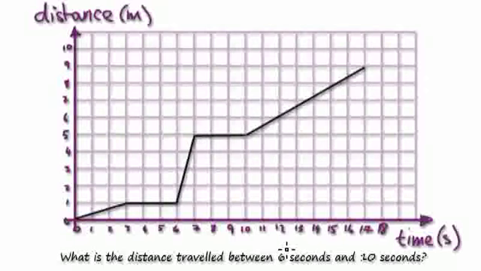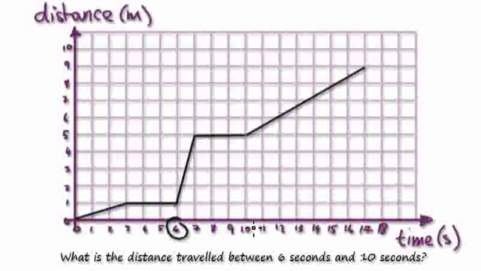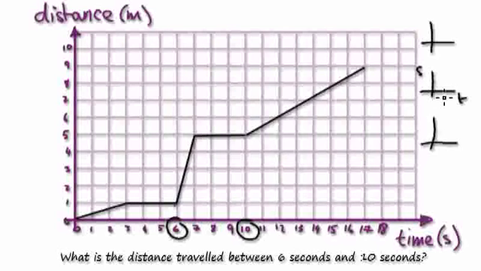Anyway, work out the distance traveled between 6 and 10 seconds. So that's 6 and 10 seconds. Press pause and have a go. Okay, here, if you want to know the distance traveled between 6 and 10 seconds, it's going to be a straight reading. It's not like the speed time graph where you have to work out the area underneath something. Here, because you're dealing with a distance time graph, you're going to do a straight reading.